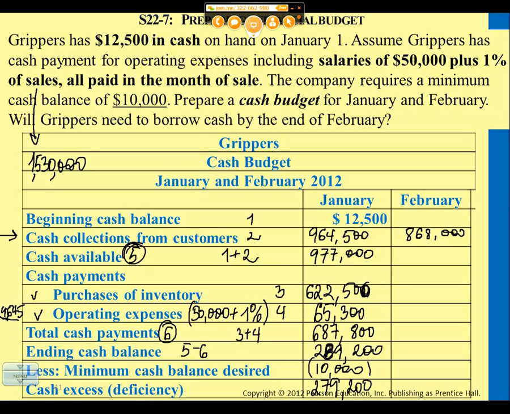What is it saying? Will Grippers need to borrow cash by the end of February? Because we aren't interested yet in borrowing anything in January, we're just going to look at whether we need to borrow anything in February. Okay? All right. So we have our cash excess. We're just going to disregard this minimum cash balance right now, and we'll move our ending cash balance of $289,200 right here. Okay. So what is my cash available? $1,157? Uh-huh. Okay, next.